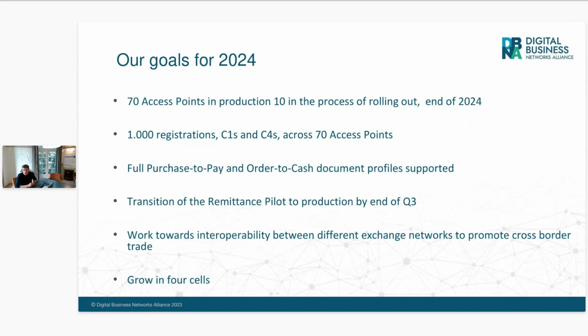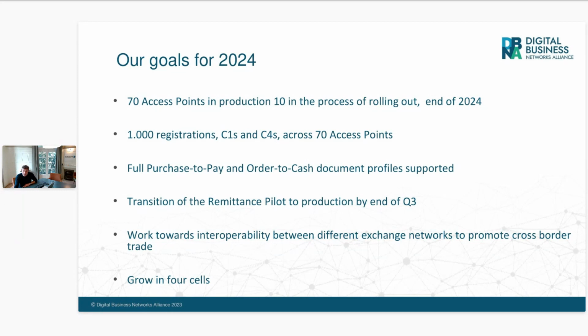So at the end of the year, we want to have 80 access points signed up to the network. And we say, okay, it might be that 10 of them might be in the process of implementing, but this is the goal. 1,000 registrations, and C1, C4, that means the sender and the receiver across these 70 access points. So it's not a high number, but as everyone is really working on the first phase of implementation, it's harder to achieve higher numbers. But as soon as, of course, everyone is up and running, that number of registrations will be reached easily. So for the second year afterwards, it will grow much quicker.